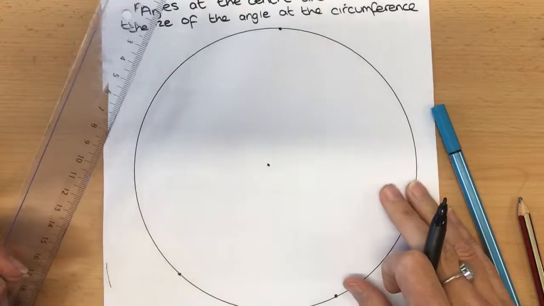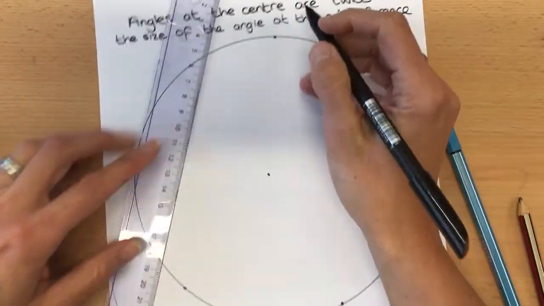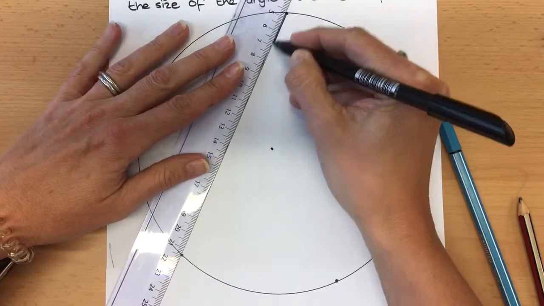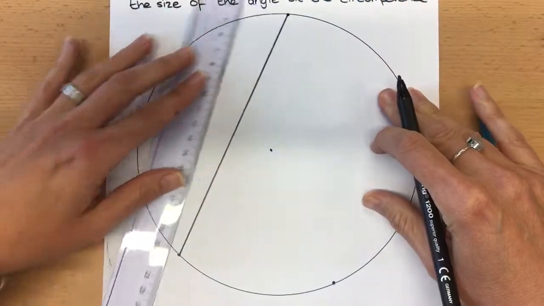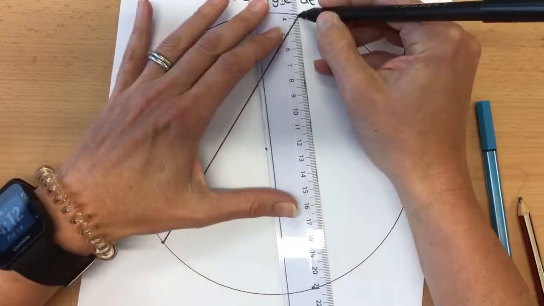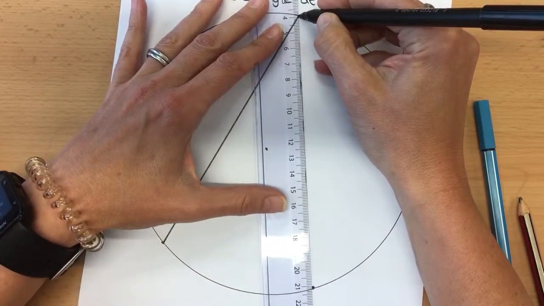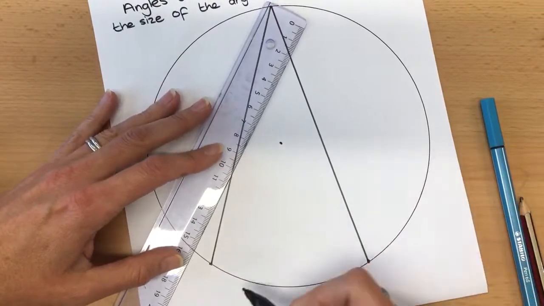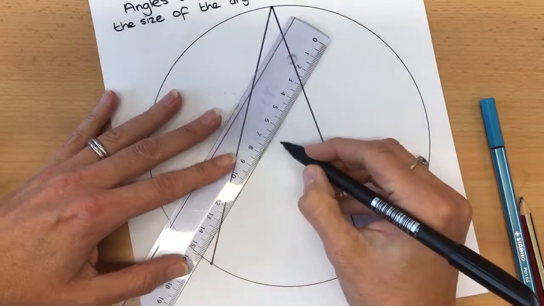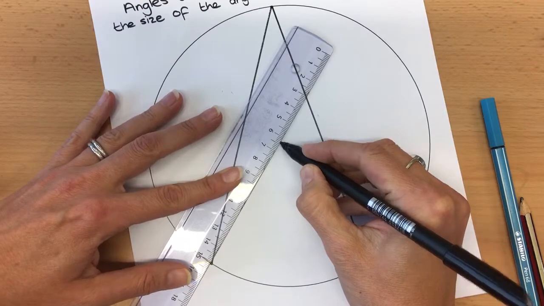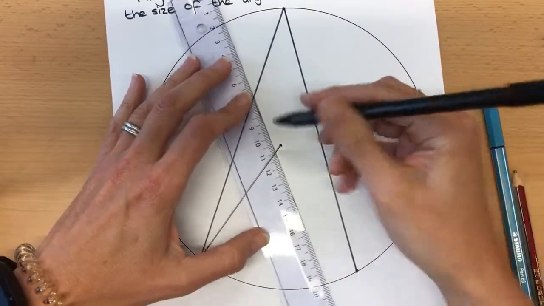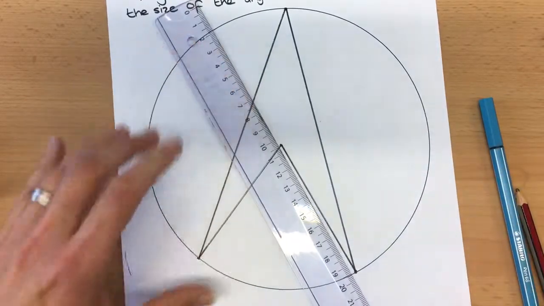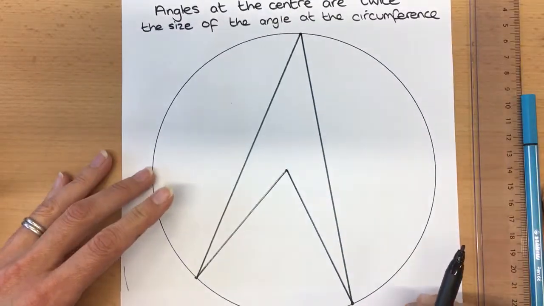If I join from this part on the circumference to this part, and then I do the same here to form like an arrowhead, and then I take the point on the circumference and bring it into the center, and then do the same here. So it looks a bit like the quadrilateral, which we call a delta.